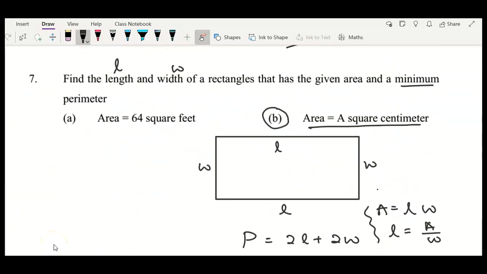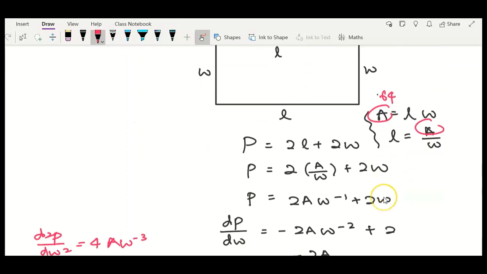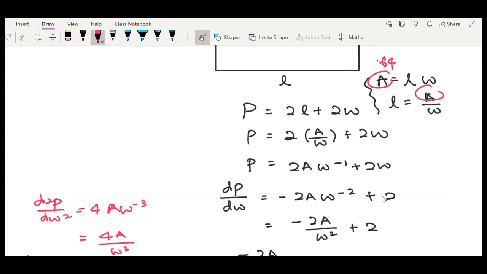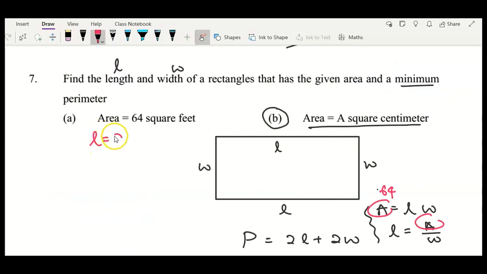For question A just now, A is the area, given as 64 square feet, meaning that later on we will use my solution and substitute your A as 64. Then continue with the solution exactly like what I showed just now. Okay, you will get the answer: L is 8 feet and the width is also 8 feet. This is the answer for question A.